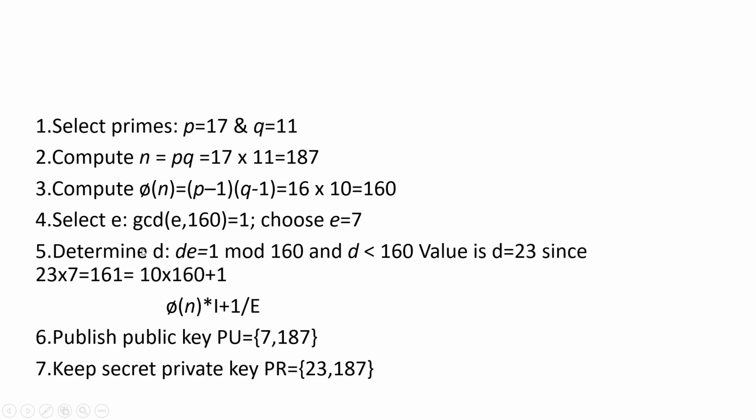Then the fifth step is to determine D. How can we find D? E into D is equal to 1 mod 160, and D is less than 160, meaning less than phi of n. One equation to find D is (phi of n times i plus 1) divided by E. So 160 into 1 plus 1 means 161, divided by E, which is 7. So 161 divided by 7 is equal to 23.